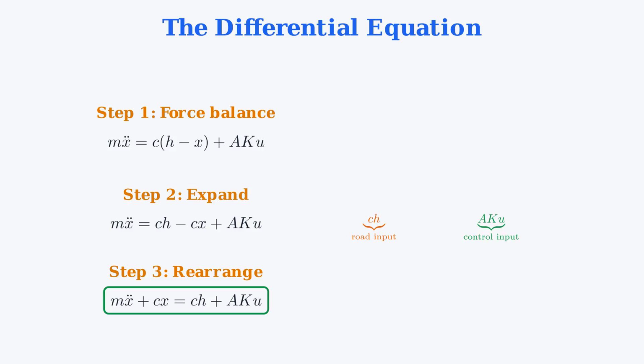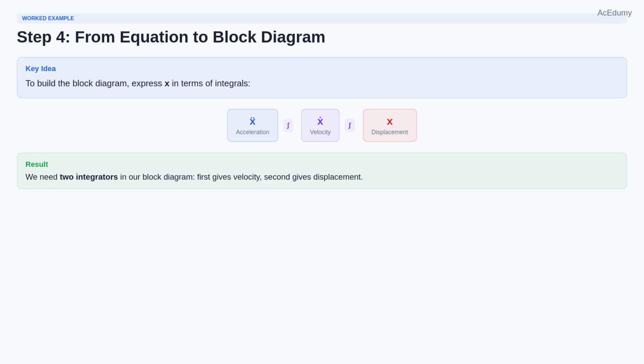Notice it has two inputs, the disturbance h from the road and the control input u from the voltage. The output is x, the displacement. Let us rearrange. M times x double dot plus c times x equals c times h plus A times K times u. To build the block diagram, we need to express x in terms of integrals. From the equation, x double dot equals 1 over m times the quantity c times h minus c times x plus A times K times u.